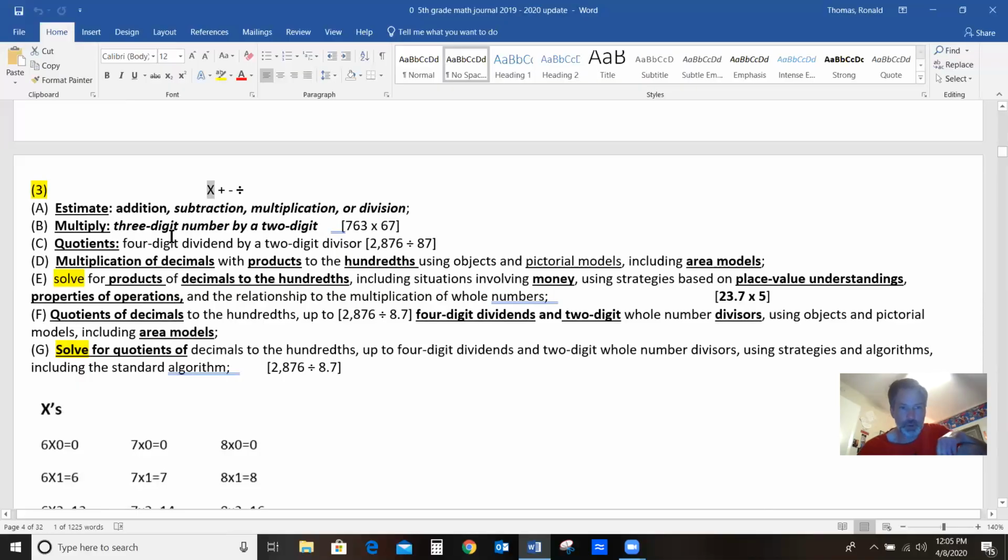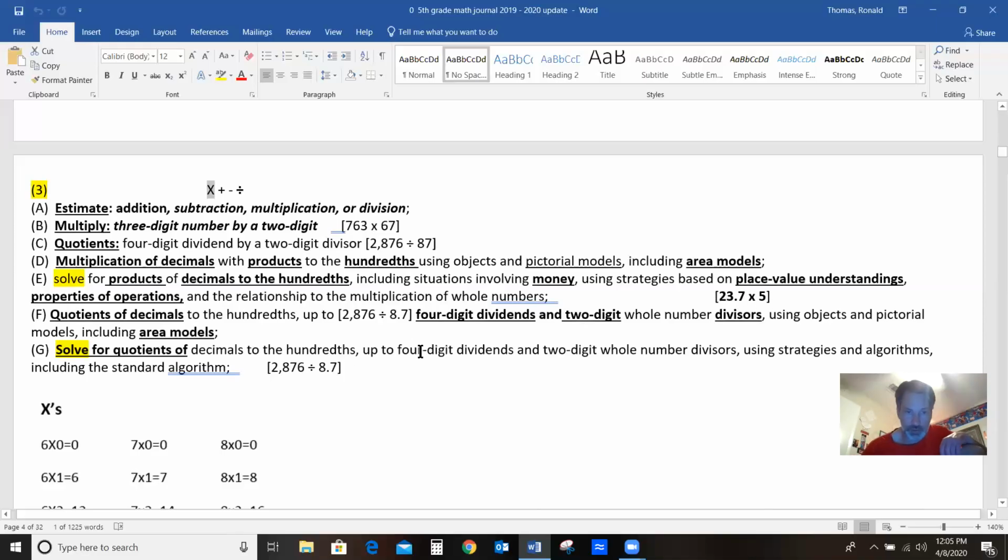You've got to know how to multiply a 3-digit times a 2-digit. Here's an example. Quotients, 4-digit dividend by a 2-digit divisor, like that picture, 2,876 divided by 87. Multiplication of decimals with products to the hundredths, using objects and pictures and area models. Solve for products of decimals to the hundredths, including situations involving money, strategies based upon place value understandings, properties of operations in relationship to multiplication of whole numbers, like 23.7 times 5. You've got to know how to move a decimal over.